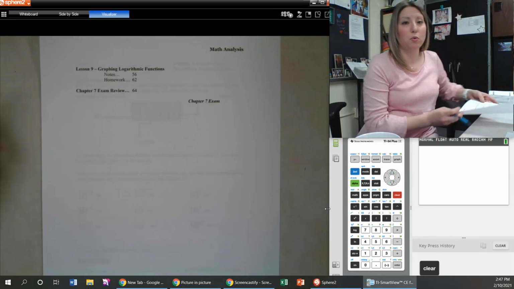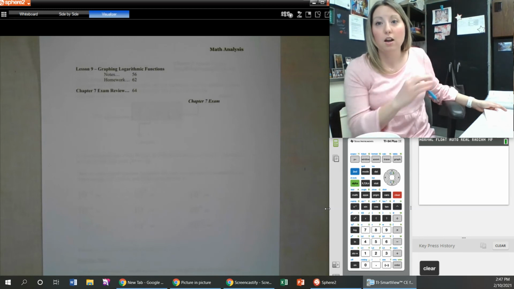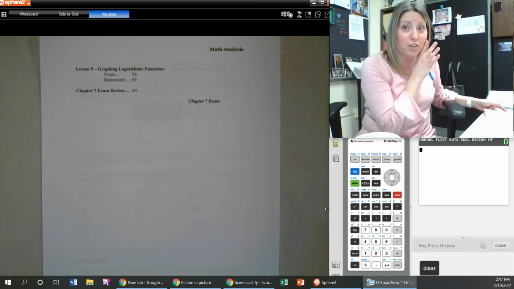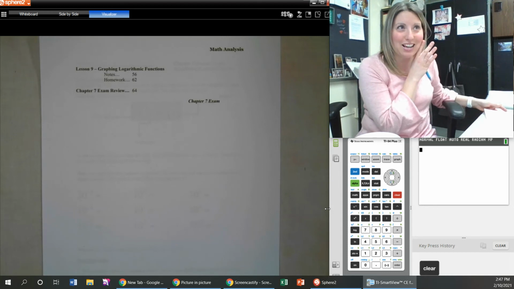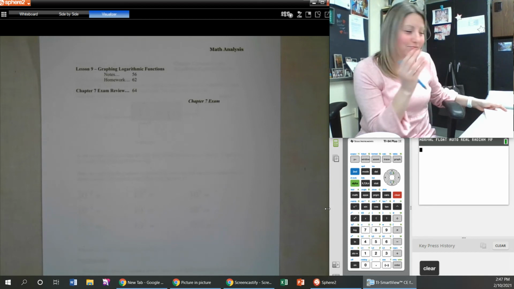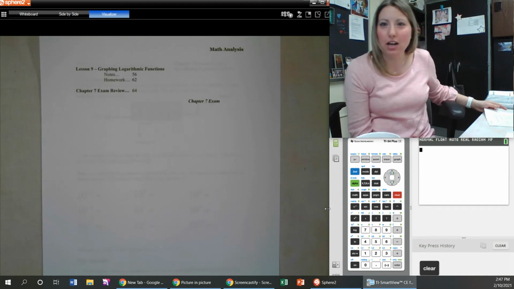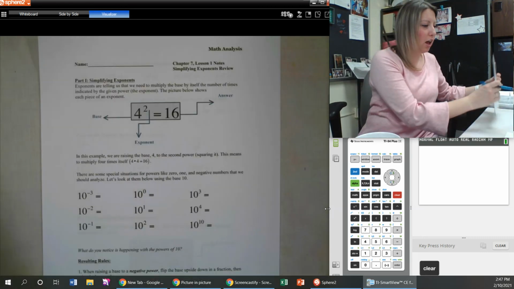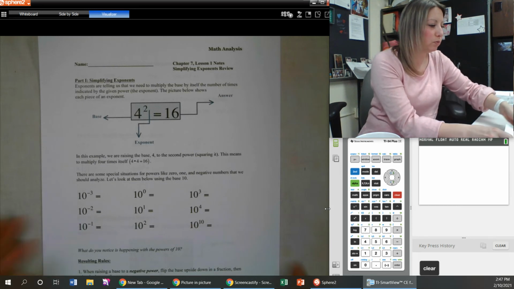And then, of course, we will graph logarithmic functions. Spoiler alert, they're the inverse of exponential functions. That goes back to chapter 2. And then we review and test. Okay, let's start with some basic exponents review.